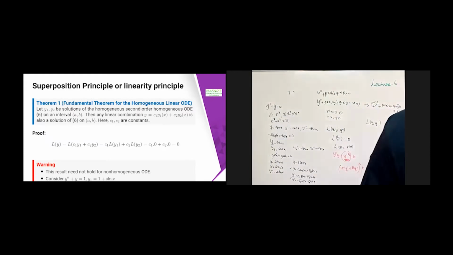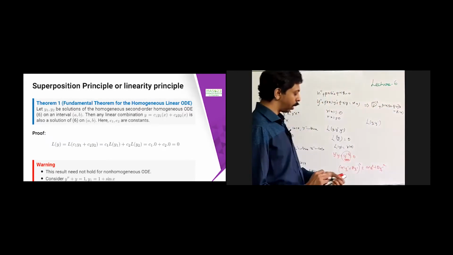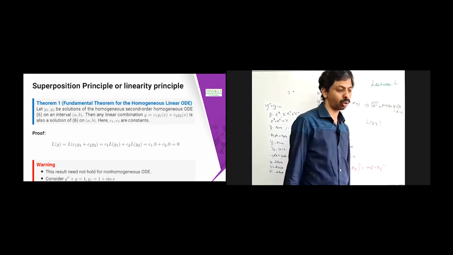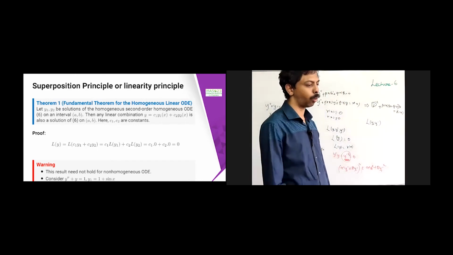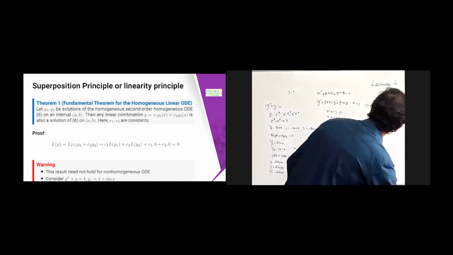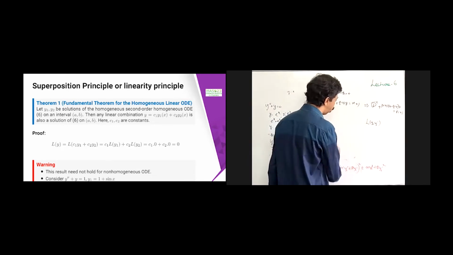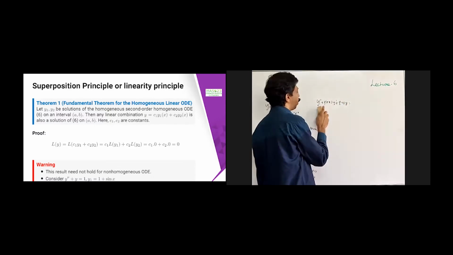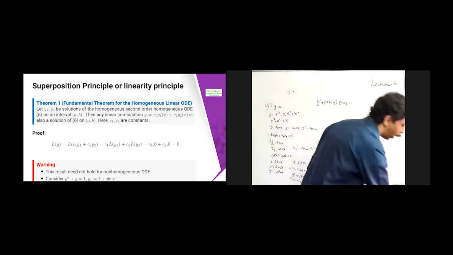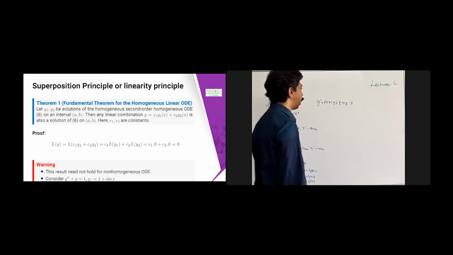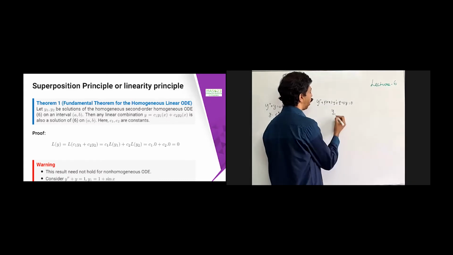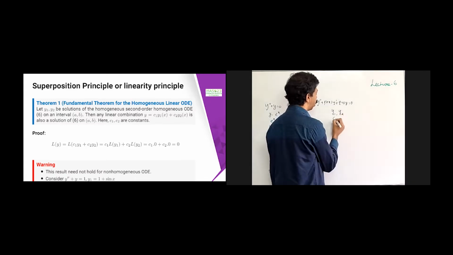Now what this theorem is going to say, this is called the superposition principle. That's what we already did. Suppose y1 and y2 are two solutions of the homogeneous second order ODE. Let's take this problem, not the non-homogeneous one. We are going to take only the homogeneous ODE: y double dash plus p of x into y dash plus q of x into y equal to 0. Suppose y1 is a solution and y2 is another solution, then c1 y1 plus c2 y2 is also a solution for this one.